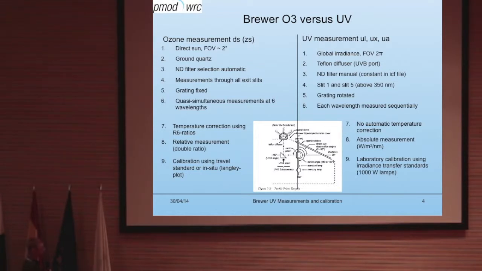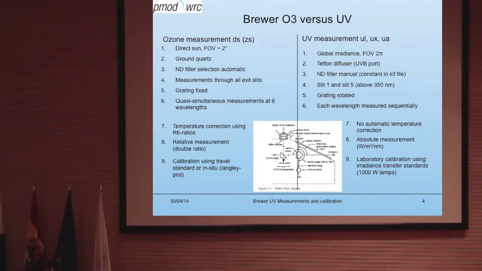The measurements are done through all the exit slits nearly simultaneously. Tom mentioned that this morning. While for the UV measurement, you are mainly using slit 1. And at the end of the sun spectrum, you are switching to slit 5 to extend the solar spectrum by about 15 nanometers.